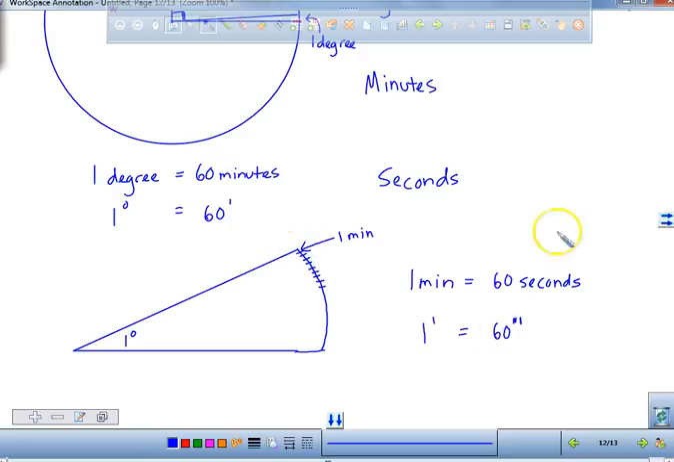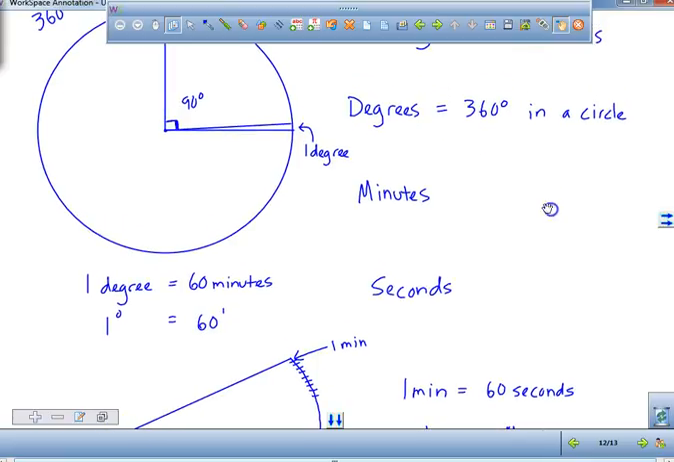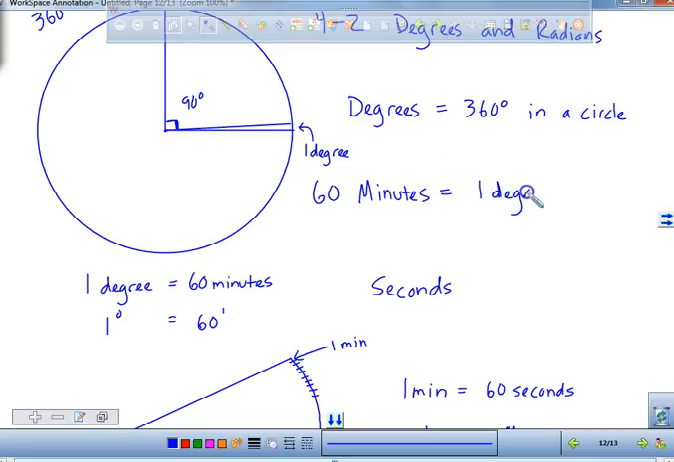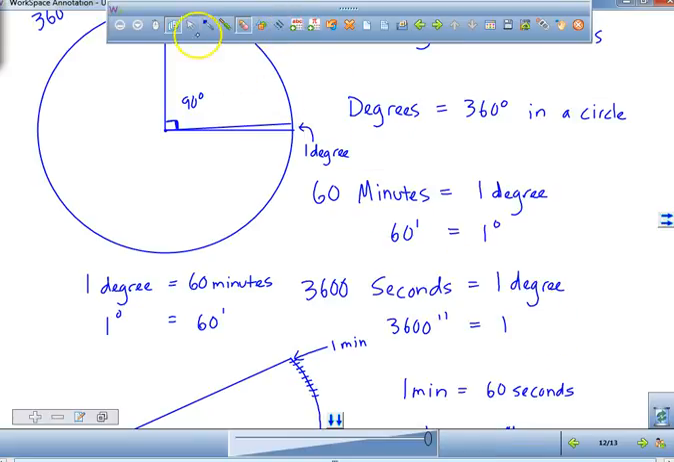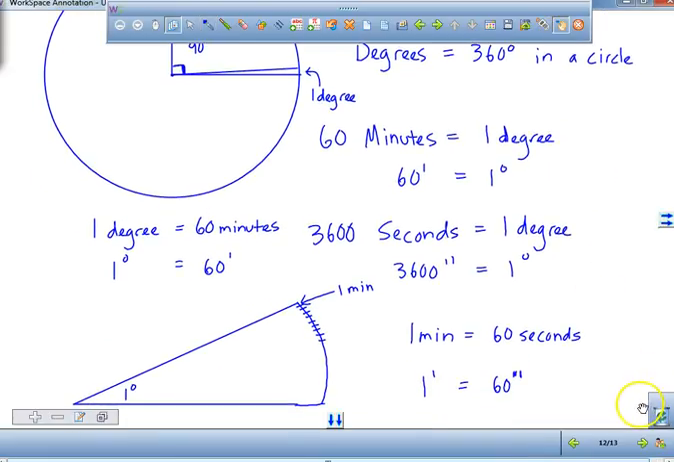Okay? So here are some conversions that you need to know. There are 60 minutes in 1 degree, and there are 3,600 seconds in 1 degree. So you could say 60 minutes equals 1 degree. You could also say 3,600 seconds equals 1 degree. I'll put the symbol for degree. Right. So these are all the conversions that we're going to be using today.